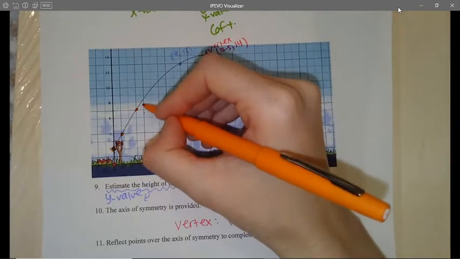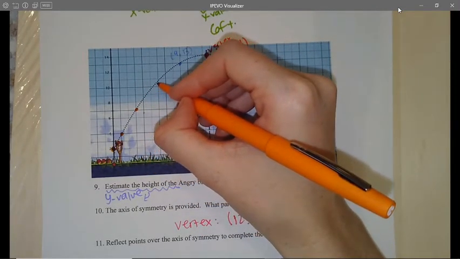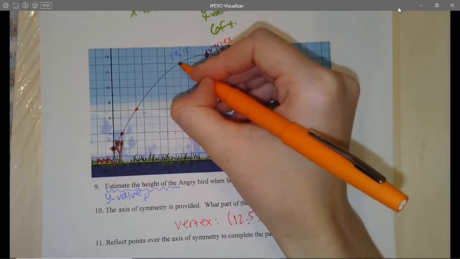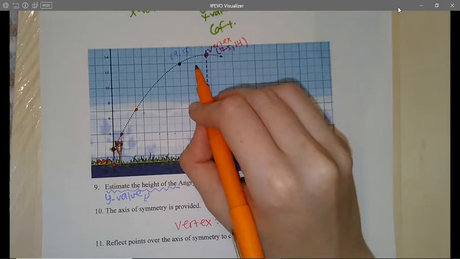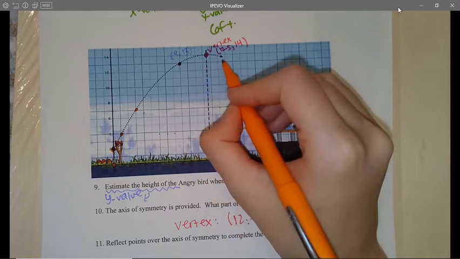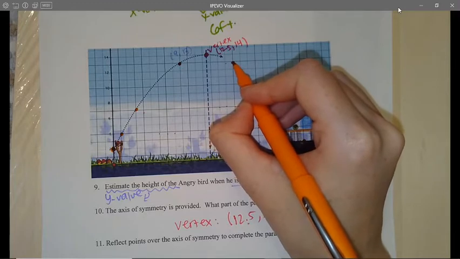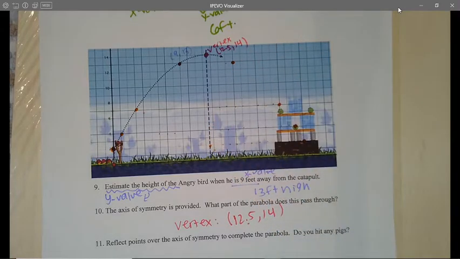Okay, the next whole number point I see on a nice solid number. This one looks good. Okay, so this is 1, 2, 3.5 away, so half. 1, 2, 3. All right, and I think that's the best I can do.